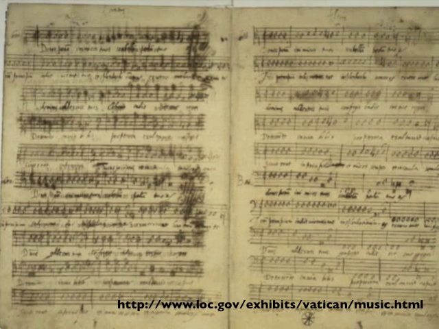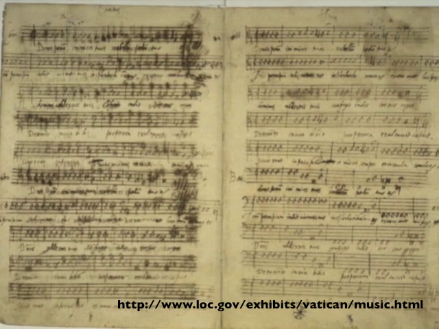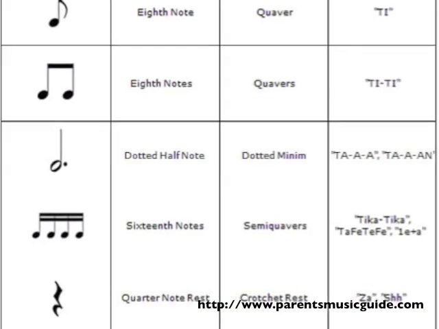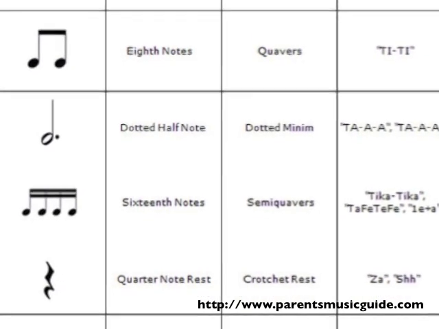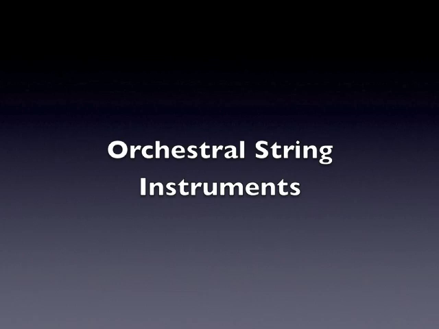The more we learn about music, the more we realize it is its own language. There are many nouns and adjectives unique to music. Part of learning music then is to learn its vocabulary or terminology. Today we'll focus on names of orchestral string instruments.